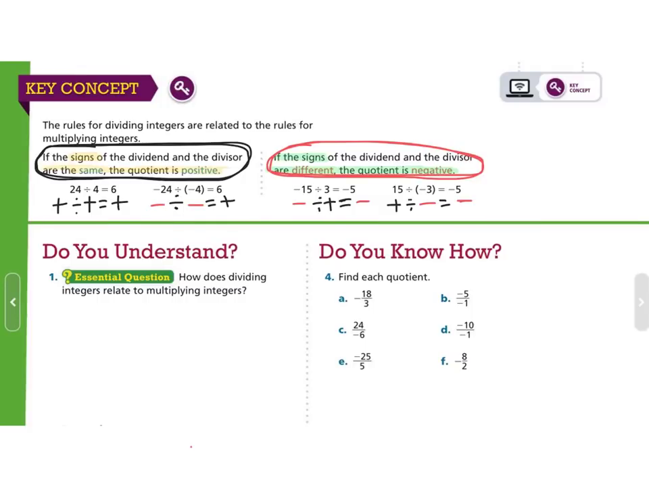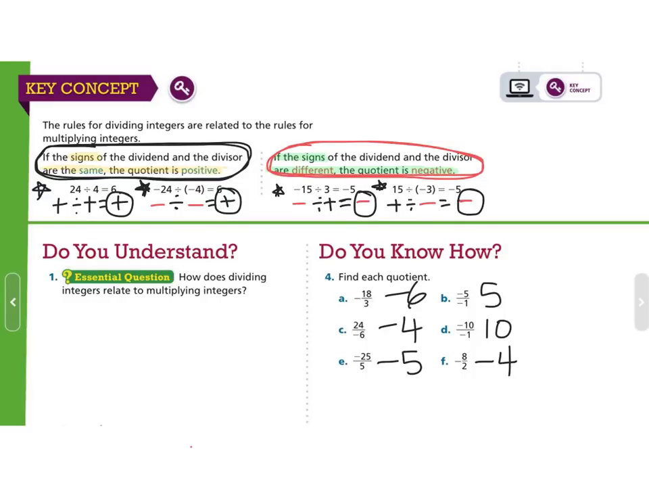Make note of the key concept. The rules for dividing integers are related to the rules for multiplying integers. In other words, they're the same. So if you look here at the two examples for each of those, if the signs are the same, the quotient is positive. That's this right here and this right here. So two negatives or two positives will produce a positive answer. However, if the signs are different, as you see in the third and fourth examples here, the answer is negative, just like with multiplication.